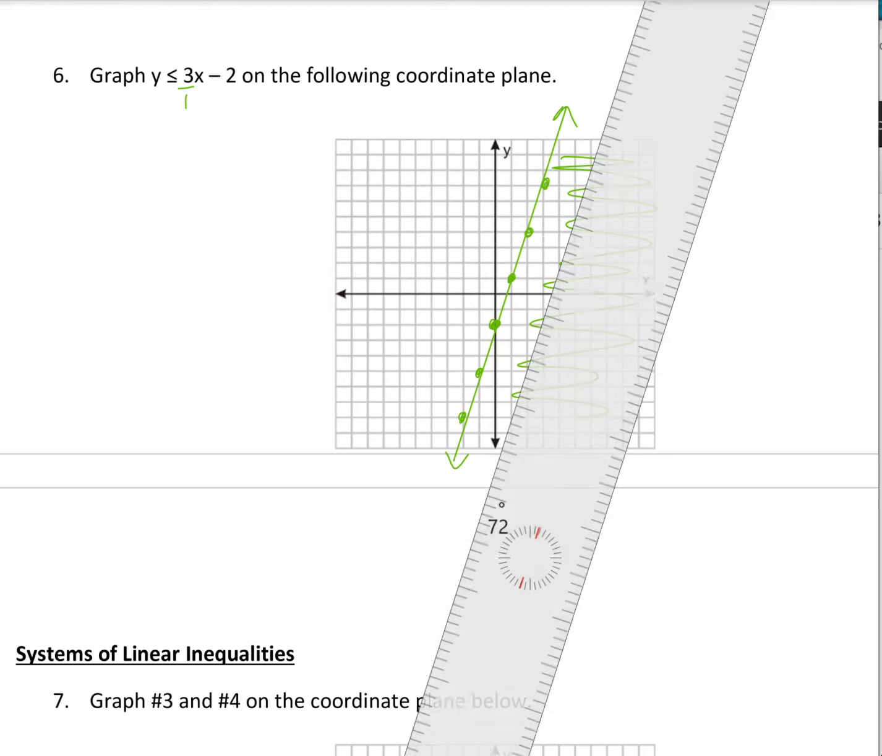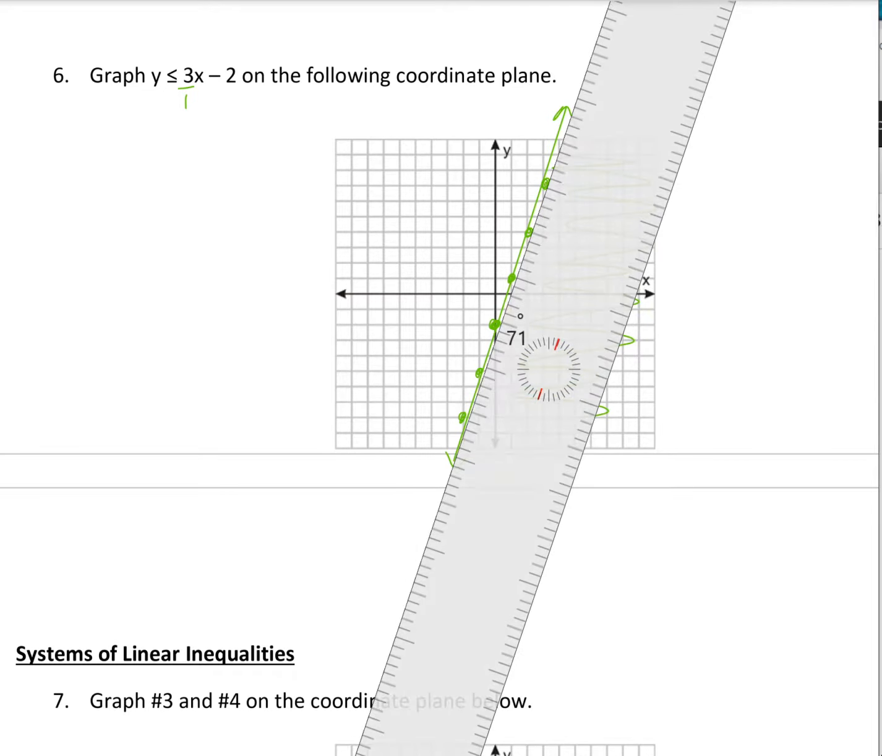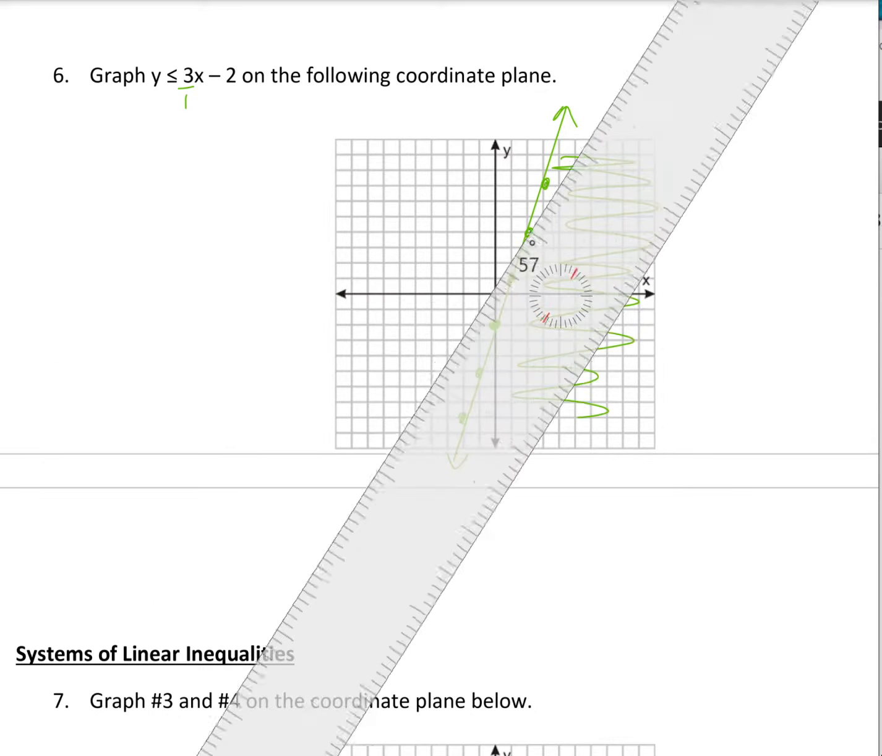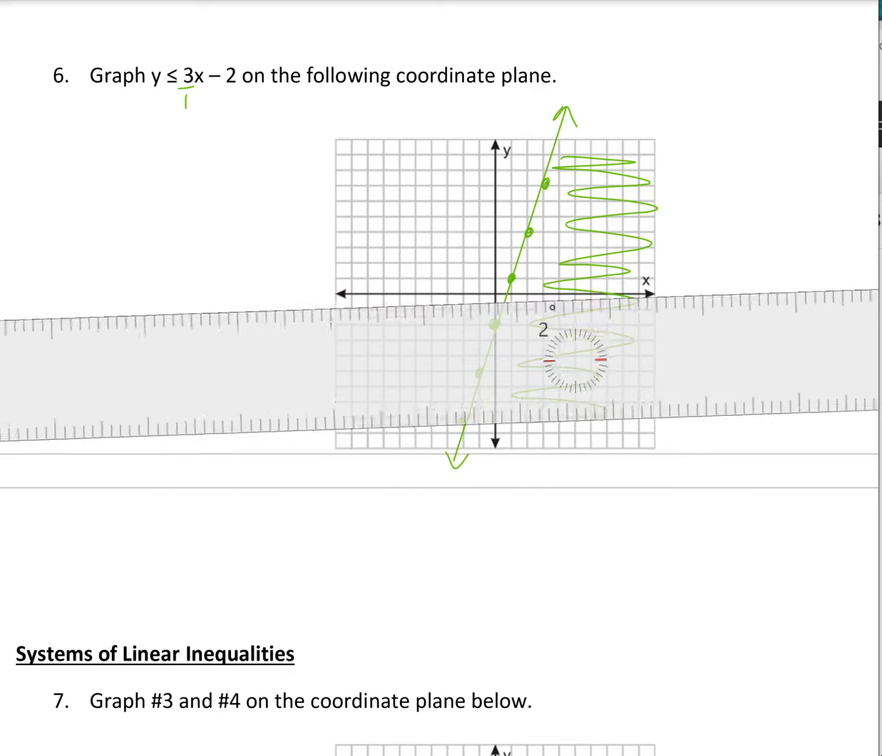How do I know it's below my line? If I were to take my line and quite literally draw it horizontally, it's everything that would be below where I moved.